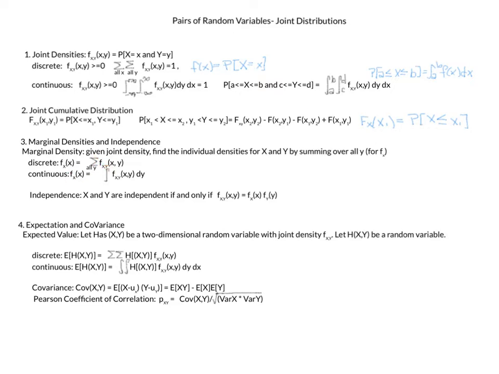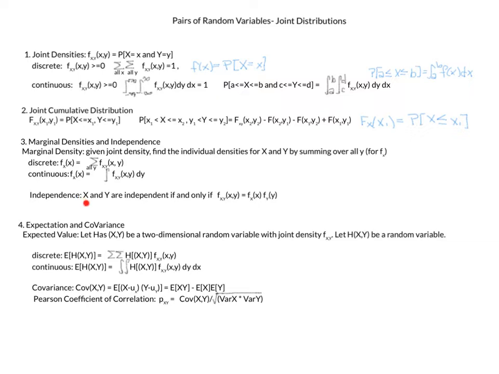For the continuous case, it's the same, except now instead of summing, you're integrating. And we'll do some examples of this. Independence then, now that we know the marginal densities: x and y are independent, and this has the same definition as we had in chapter 1.